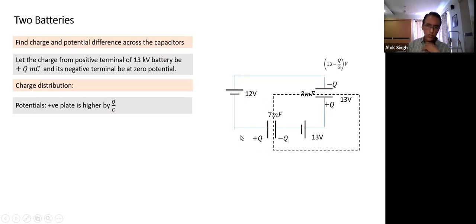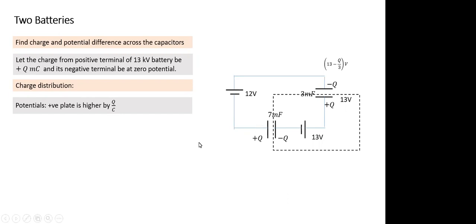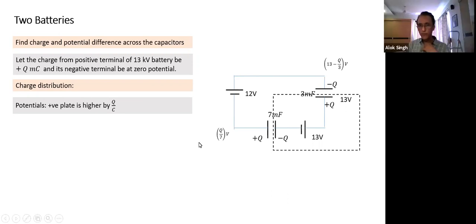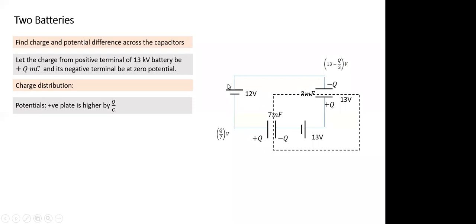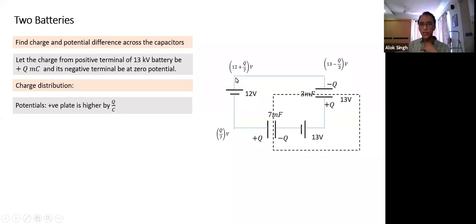In a similar way, for this path also, can I calculate the potential at this point here? I can do so. This point is 0. So what is the potential of the positive plate here? It will be higher by Q by 7. So this plate is Q by 7. The entire part is Q by 7. Even the negative plate of the battery also becomes Q by 7. What is the potential of the positive plate of the battery? It is 12 plus Q by 7. So I have got the potential at this point as 12 plus Q by 7.